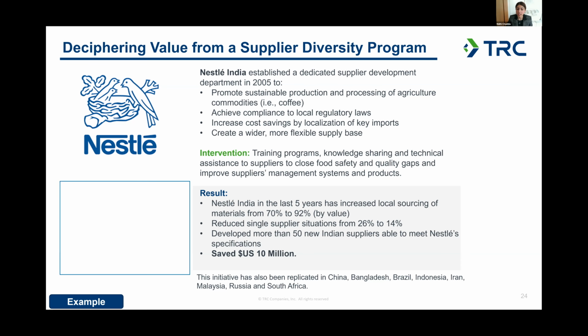And this was just one country. They then took this initiative and replicated it across the board. And why this is important is that it actually touches upon all the levers of risk mitigation and value creation. One, it increases competitiveness by closing out the food safety and quality gaps. Two, it increases cost savings. And then lastly, it improves the risk profile by attracting a wider and more flexible supply base.